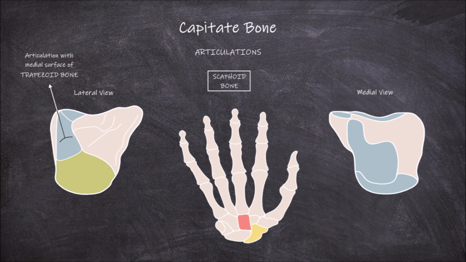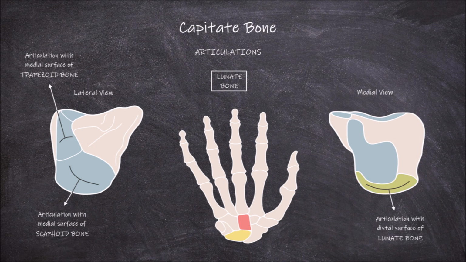The proximal facet on the lateral surface of the capitate bone articulates with the facet on the medial surface of the scaphoid bone. The third articulation is with the lunate bone. The facet on the proximal surface of the capitate bone articulates with the facet on the distal surface of the lunate bone. The fourth articulation is with the hamate bone.